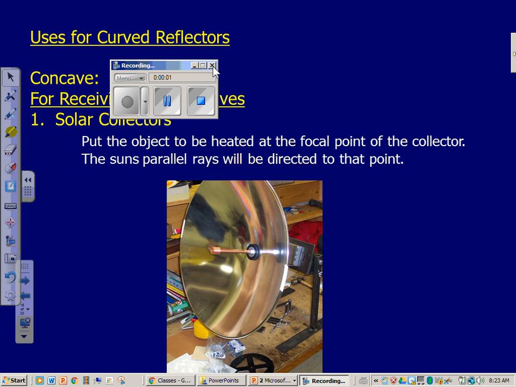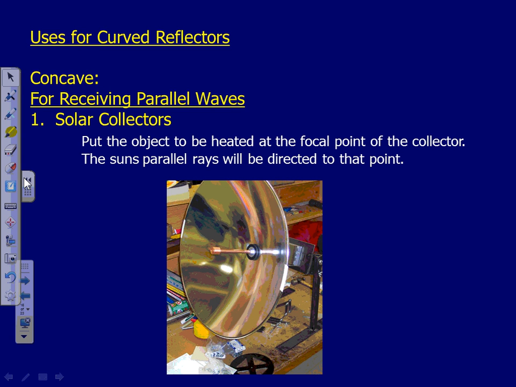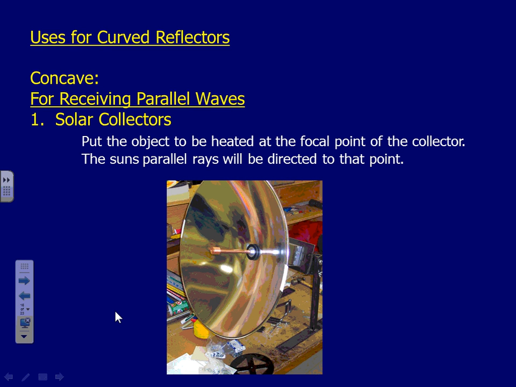Quick little note here, which won't take us very long. It's basically talking about uses of curved mirrors, and we're going to start with concave mirrors. All right. So remember, concave, like in a cave, also called converging mirrors. And the first one that I'm going to talk about here is, obviously, you can see it there, solar collectors. And more generally, it's for receiving parallel rays.